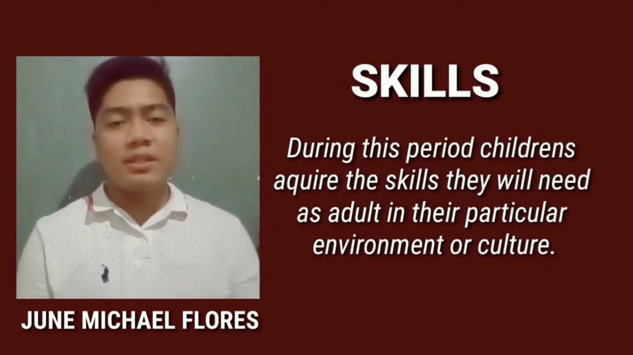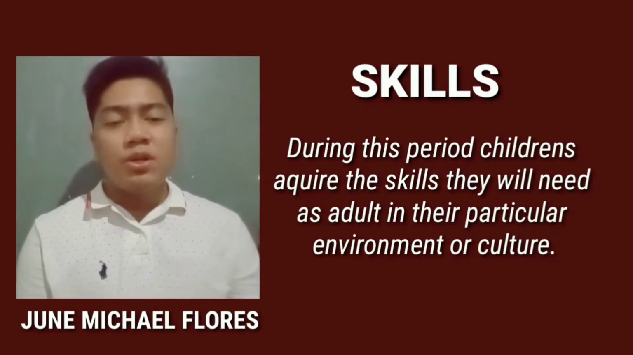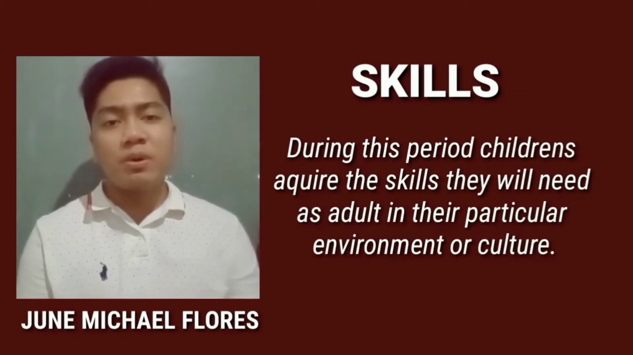So the next is skills. Erik Erikson calls middle childhood the stage of industry versus inferiority. During this period, children acquire the skills they will need as an adult in their particular environment or culture. Children between 6 and 12 years old will begin valuing friendship and become more involved in activities like sports and painting. By this time, children can dress themselves, catch a ball more easily using only their hands, and tie their shoes. Independence from family becomes more important now. Even starting school brings children this age into regular contact with a larger world.